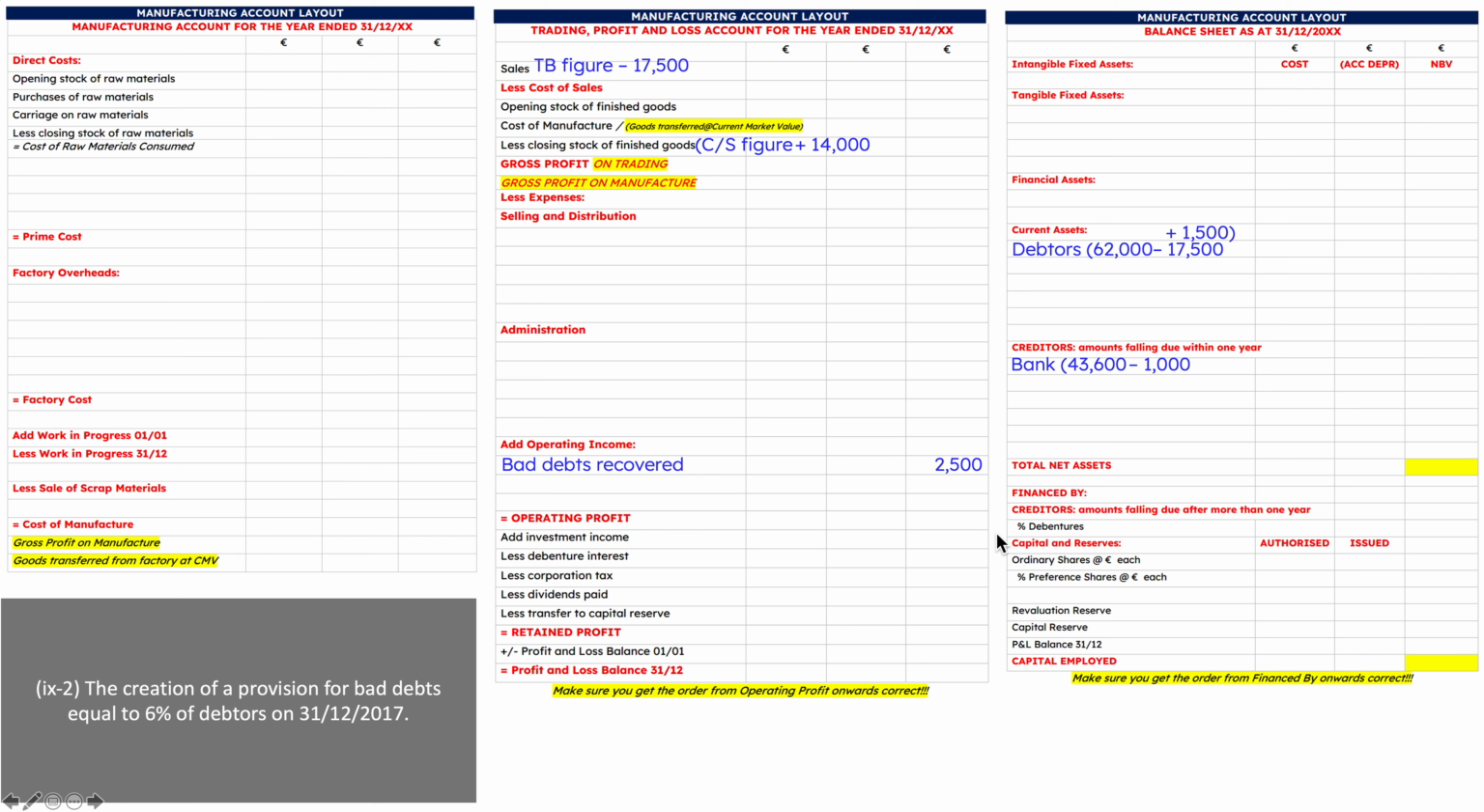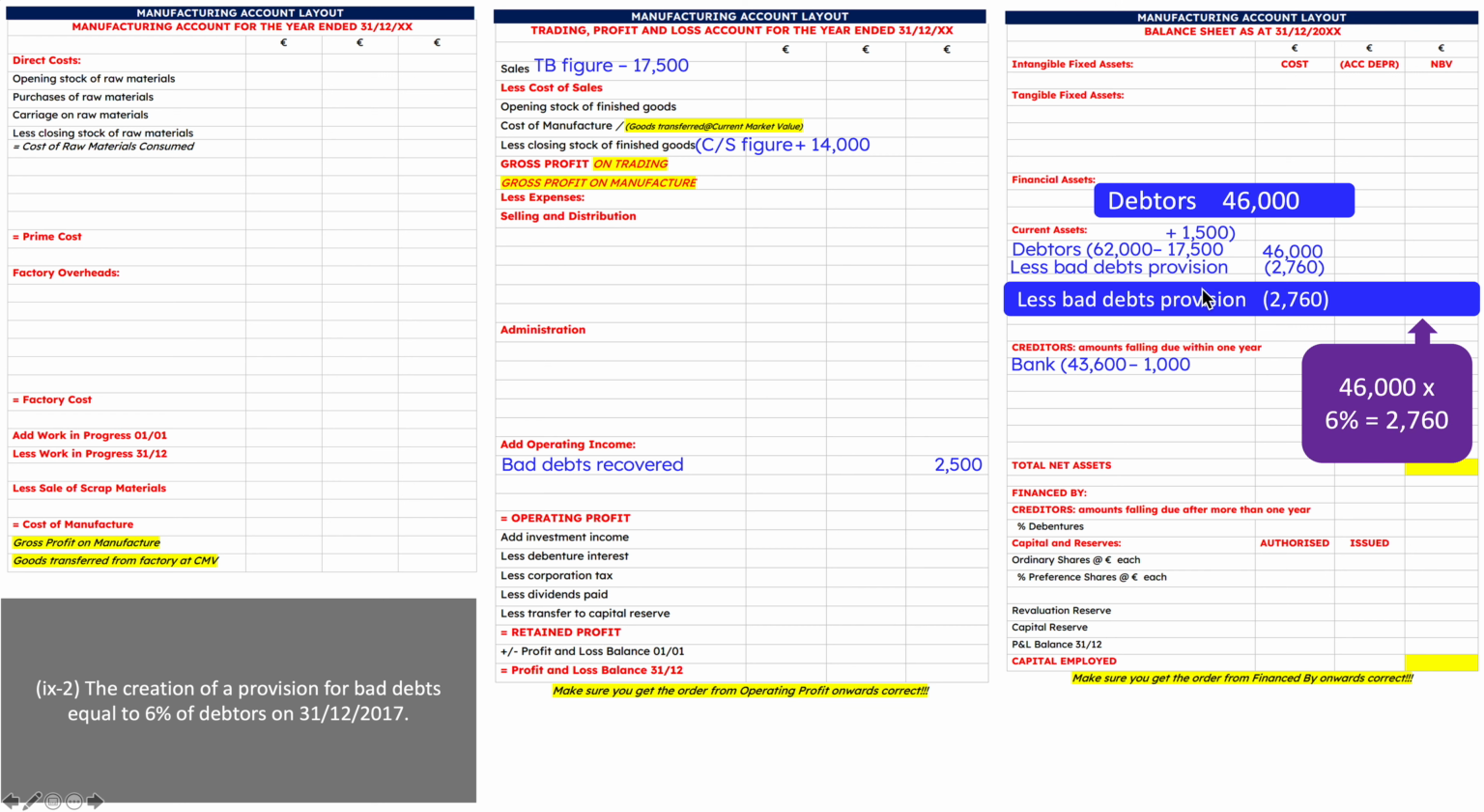Then we have the creation of a provision for bad debts equal to 6% of debtors on the 31st of the 12th, 2017. Okay, so here then we need to create a provision for bad debts, and also, we need to put the closing stock of finished goods. Whenever you're doing your closing stocks, whatever you have here, you'll have down the current assets as well. Okay, so we work out what the debtors figure is. It's €46,000. Multiply that by 6%, and that is 2,760. So that is the bad debts provision.